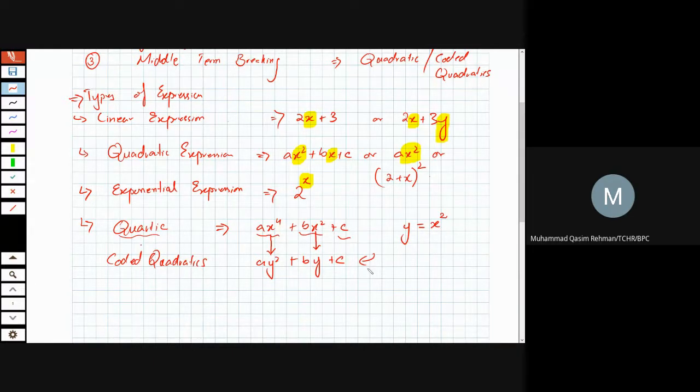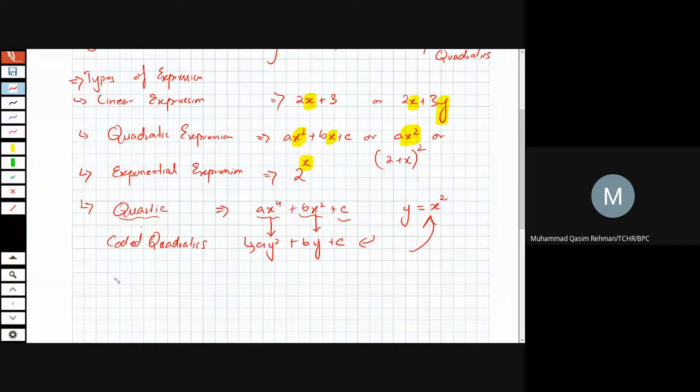Now, when it is an equation, for example, if you get a question in which you are given a coded quadratic equation and they ask you to solve it, basically you decode the quadratic equation, change it to the quadratic one, solve the new one, and then go back to the original one. We will do this later on. Don't worry about it if it's confusing for now. So these are all the types of expressions you will be dealing with.